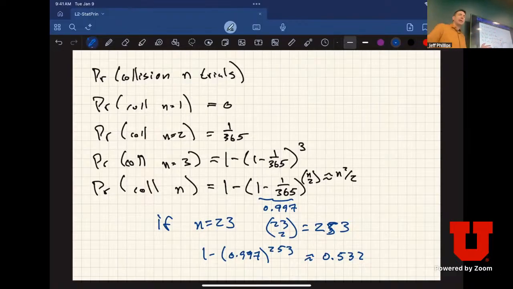If I have 23 people in the room and I run this experiment, then about half the time, 2 people will share a birthday, and half the time, everyone will have different birthdays. Okay, so this works really well, analysis for understanding this concept.